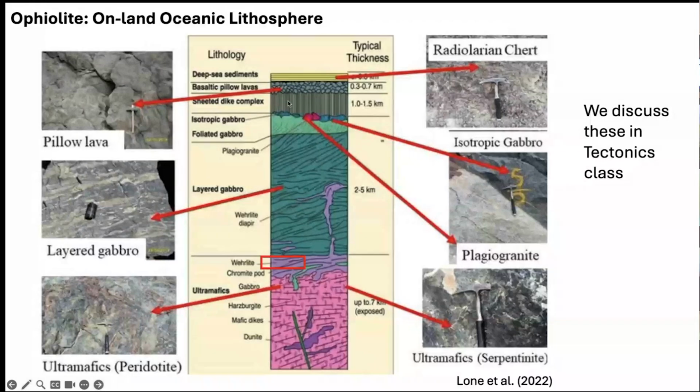So here's an ophiolite section, for those of you that don't remember that from tectonics. Here's the crustal section. This would be the Moho right here. And pillow basalt, sheeted dikes, gabbros. And then down here we're in the mantle section. And then your chromites are sort of sitting in here, right below the Moho.